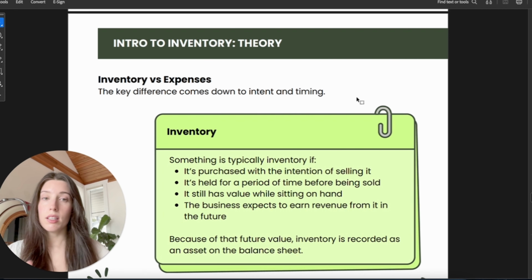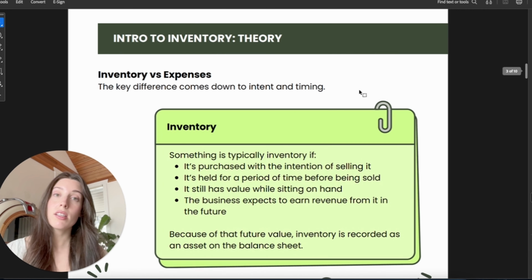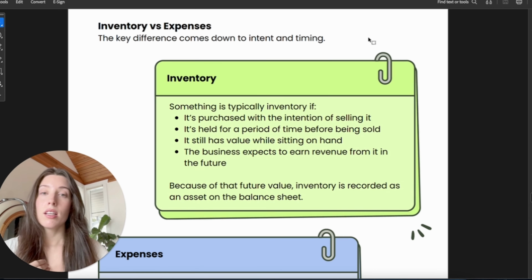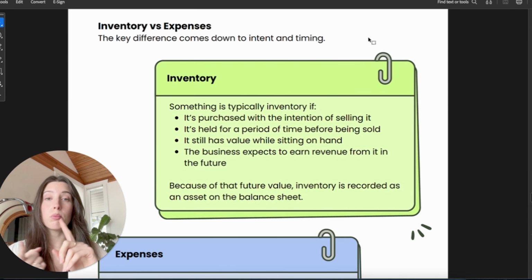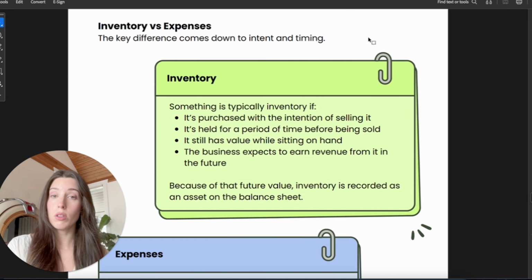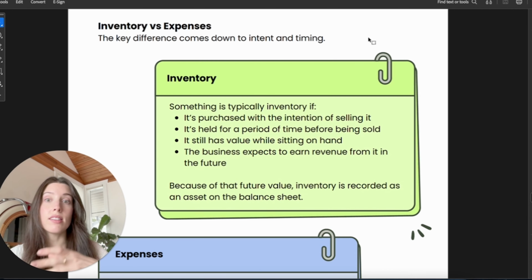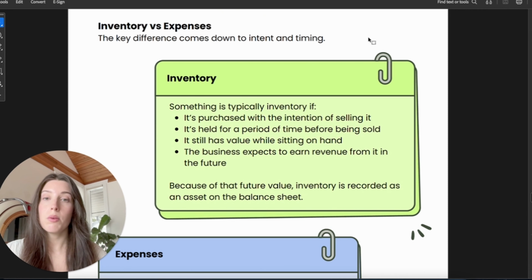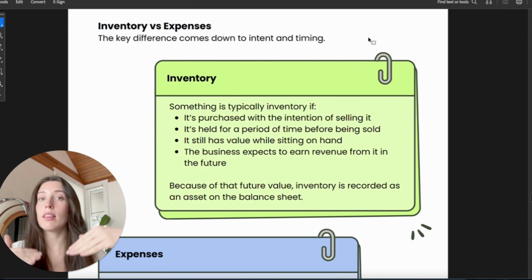Now, sometimes people get a little bit confused when they see a transaction come through the books and they're not sure whether it's really inventory or whether it's an expense. Something is typically inventory if it's purchased with the intention of reselling it, it's held for a period of time before it's actually sold, and it has value while it's sitting on hand. So think of thousands of journals in your warehouse, those journals have value that you're holding on to, and the business expects to earn revenue from it in the future. Because of that future value, inventory is recorded as an asset on the balance sheet.